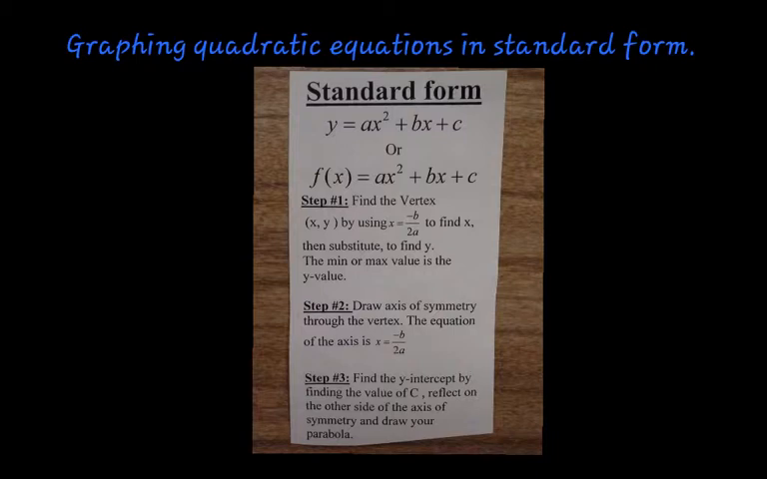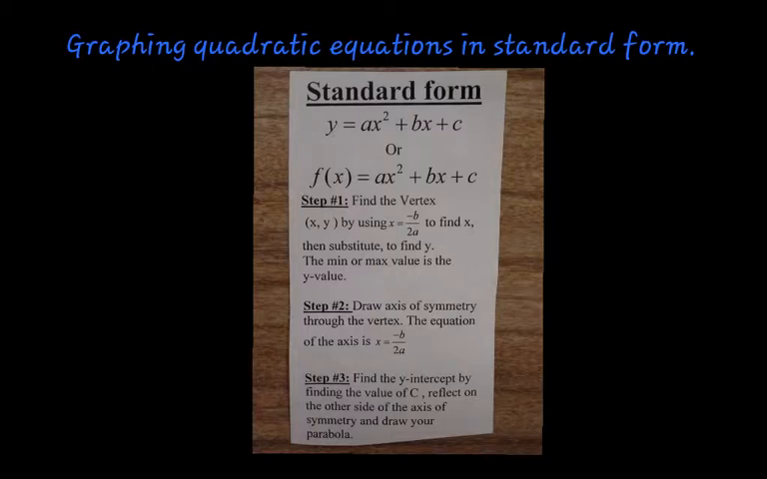You don't have parentheses, you do have a squared because it is a quadratic function, but for the variables, we're going to have a, b, and c. Now step 1, to find the vertex, which is x and y, you need to use a little formula to find x for the vertex, which is negative b over 2a. After you find that x, you're going to substitute into the y value, and you are going to have your vertex. The min or max value is whatever the y value is for the vertex. That's going to be your minimum or maximum.